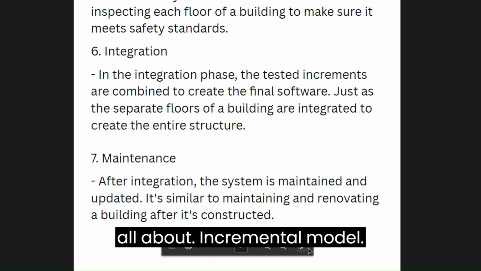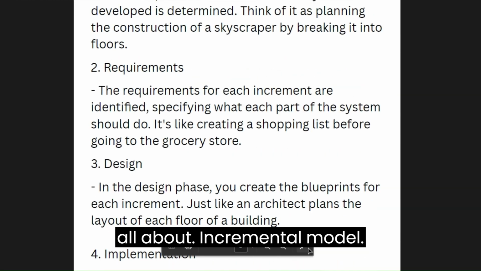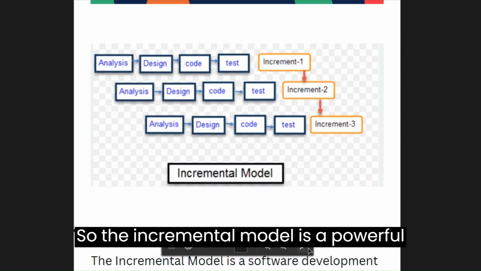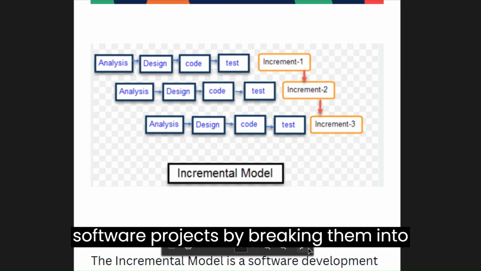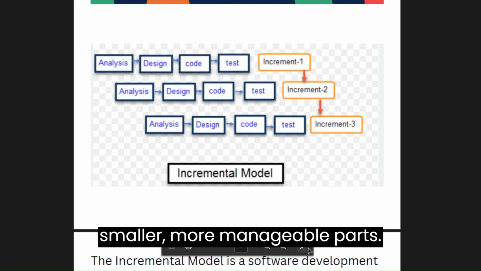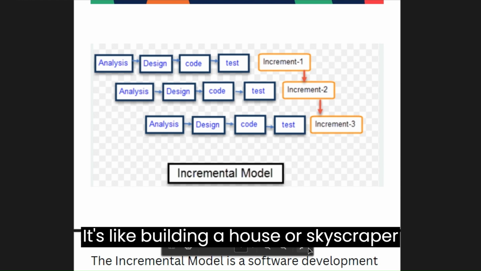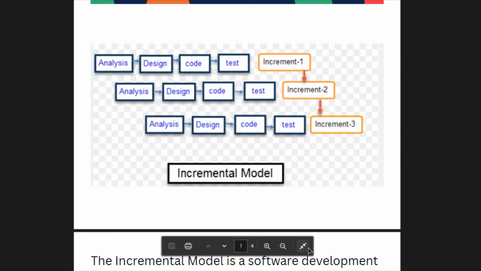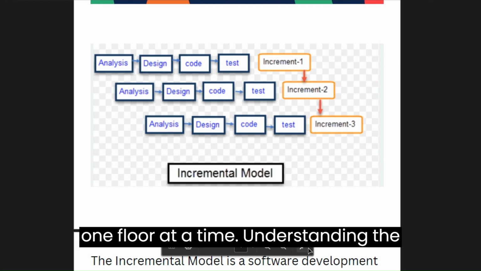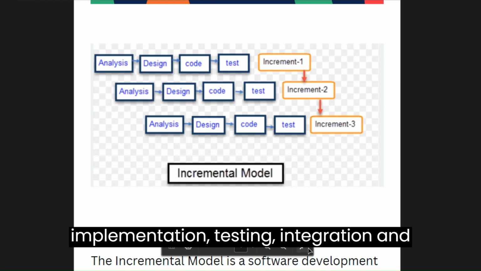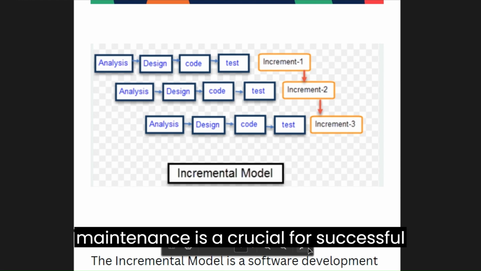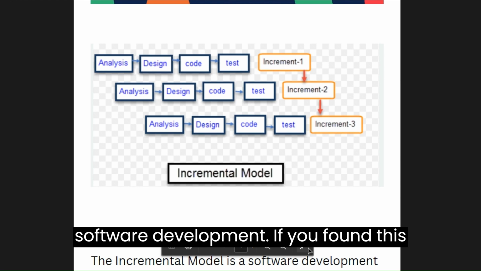So, this is all about the incremental model. The incremental model is a powerful approach that helps manage complex software projects by breaking them into smaller, more manageable parts. It's like building a house or skyscraper one floor at a time. Understanding the phases of planning, requirements, design, implementation, testing, integration, and maintenance is crucial for successful software development.